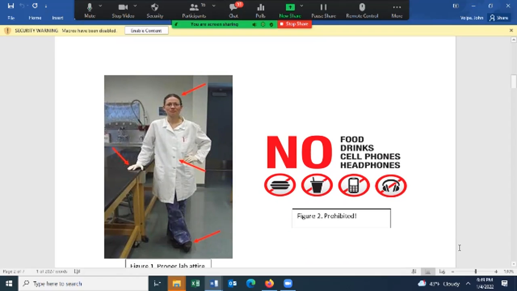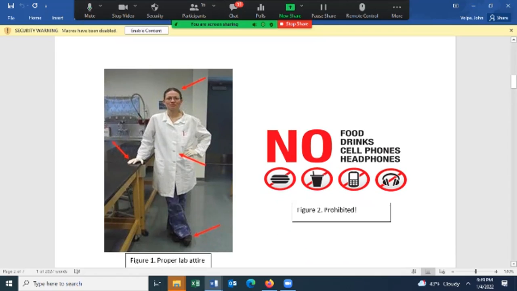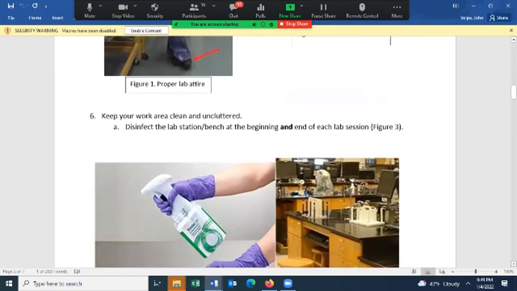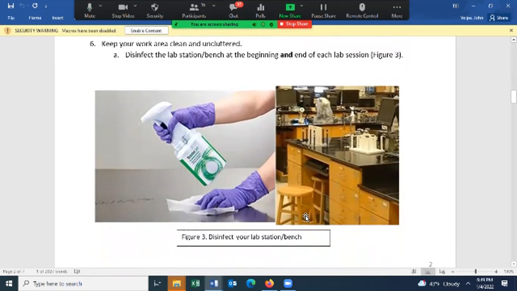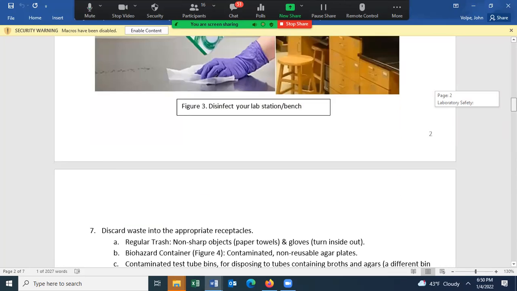So I'm showing you a picture of what you would look like if you were to come into the lab. And as I stated earlier, you always disinfect your lab bench before you start working. And that's actually our lab. And when you're done, before you leave, you disinfect the workbench with a disinfectant.